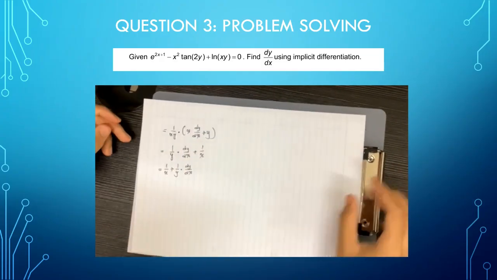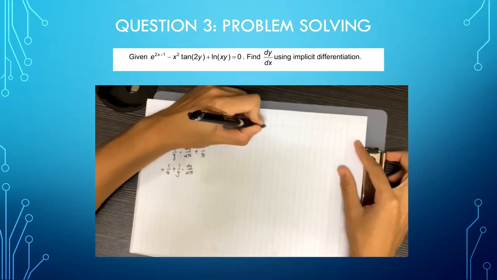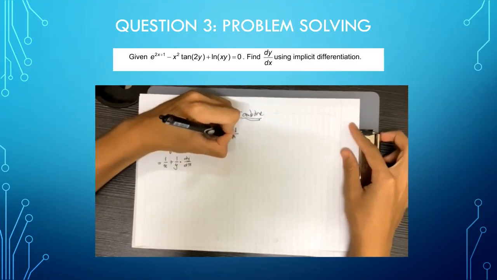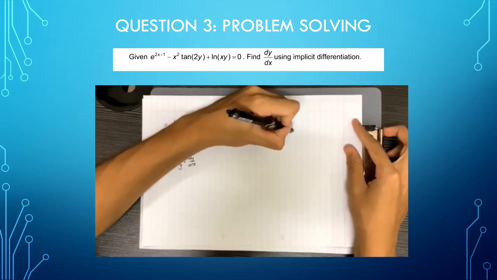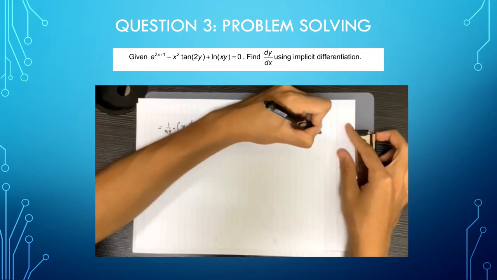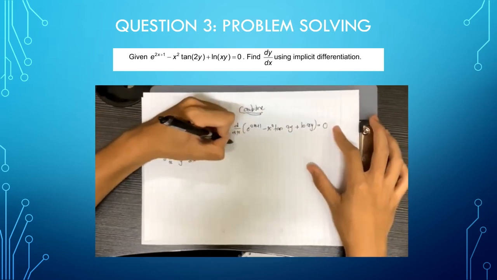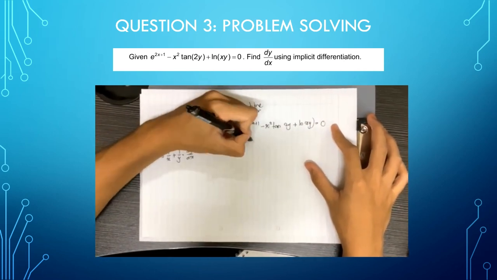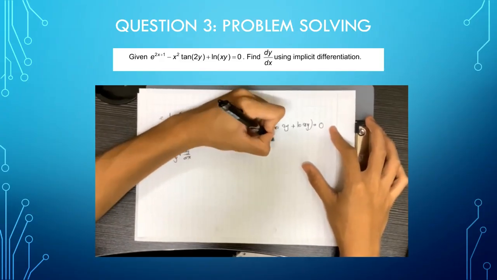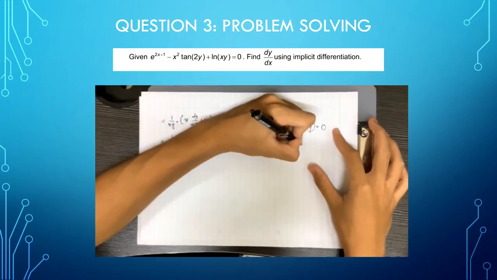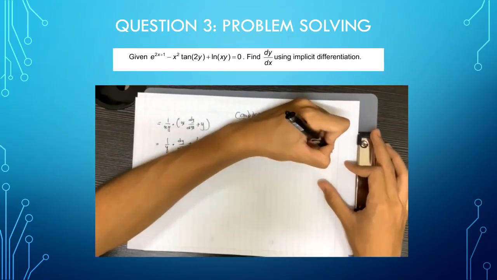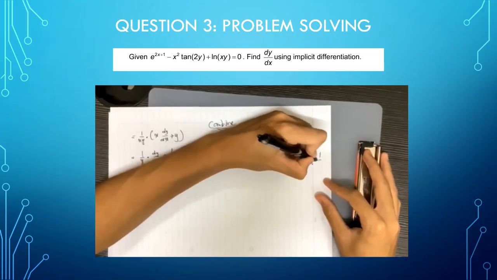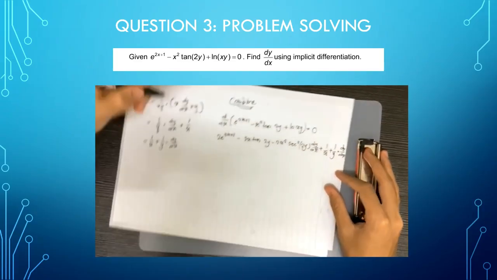So now that we have differentiated all of them, we just have to combine. So the combined one, d over dx, I'm going to rewrite here all of them: e to the power of 2x plus 1 tan 2y plus ln xy equals 0. So we just put all of them together, so 2e to the power of 2x plus 1 minus 2x to the power of 2 tan 2y minus 2x to the power of 2 sec to the power of 2 of 2y dy over dx, okay, plus 1 over x plus 1 over y of dy over dx, and equal to 0.